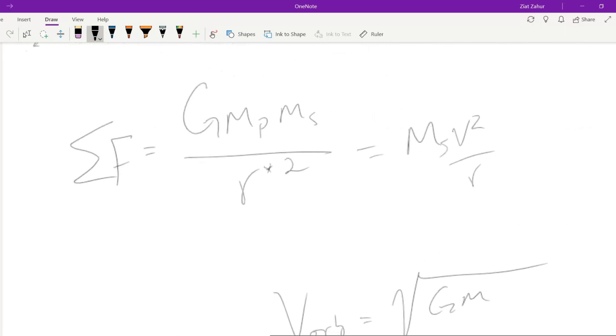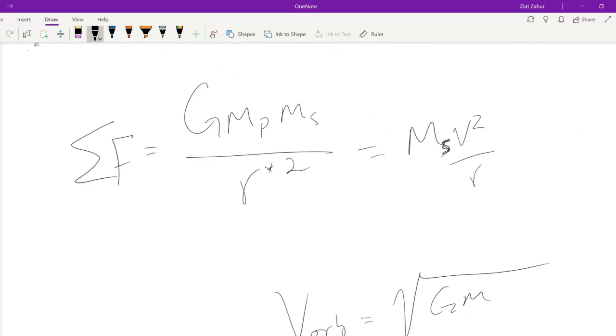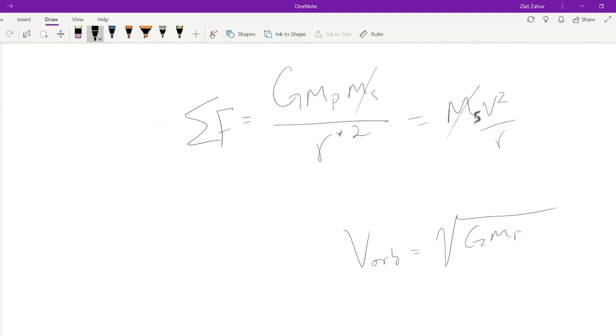This mass here is the thing that is moving in a circle, so that's the satellite. Satellite cancels. And what we have is the square root of G M over r, where M is the mass of the planet, not the satellite. The speed of the satellite is independent of the mass of the satellite. It only depends on what it is orbiting around. And which r is this? This is technically r star. This is also r star. One of the r stars cancels.